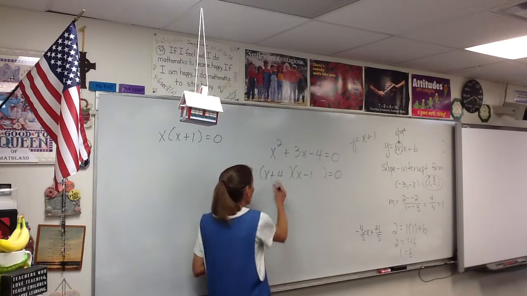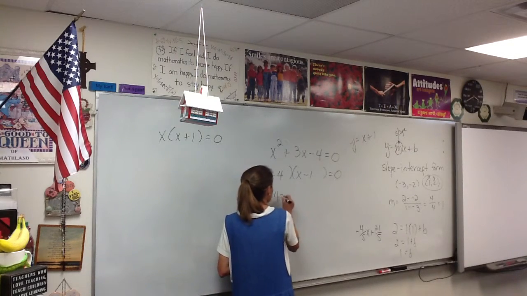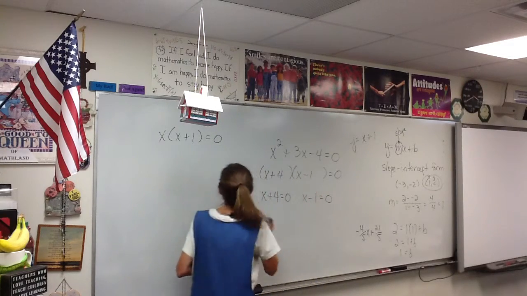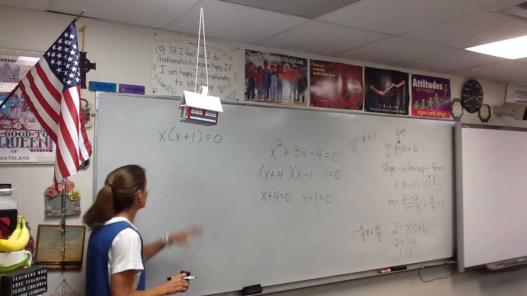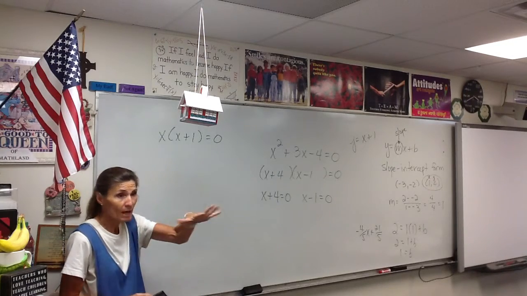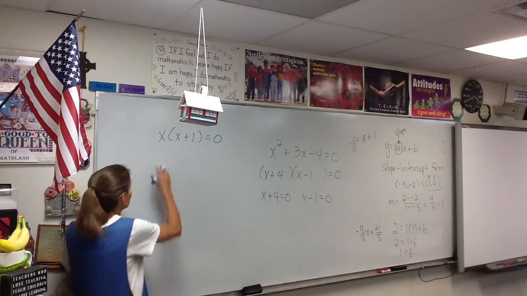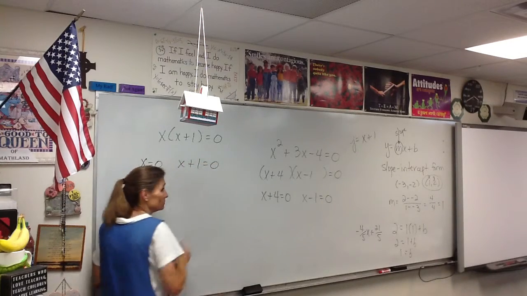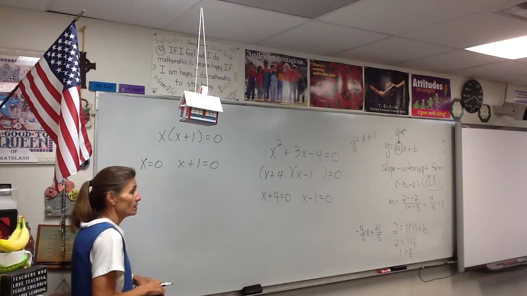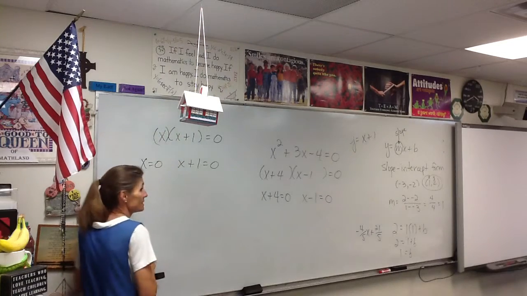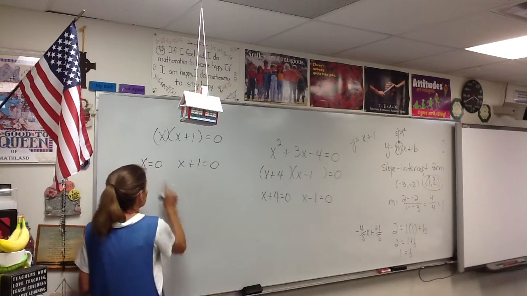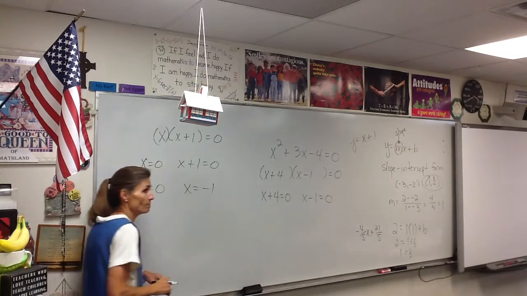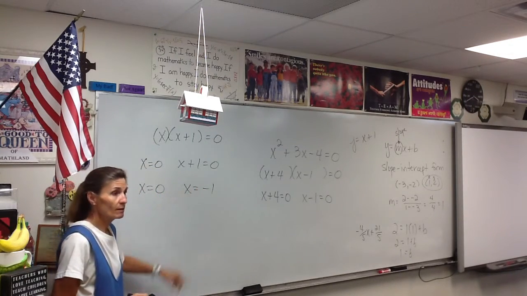You take each one of them and set it equal to 0. Does everybody remember that? So with the equation they gave you, which is already factored, you don't have to do that part. You take each piece and set it equal to 0. Take this parentheses and this parentheses and set them equal to 0. So what are the answers to the problem? 0 and -1.